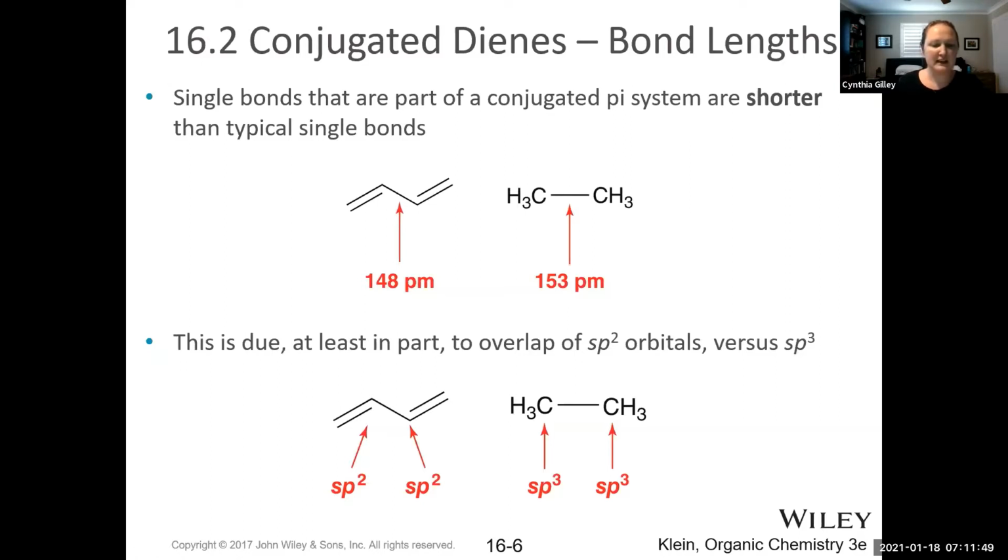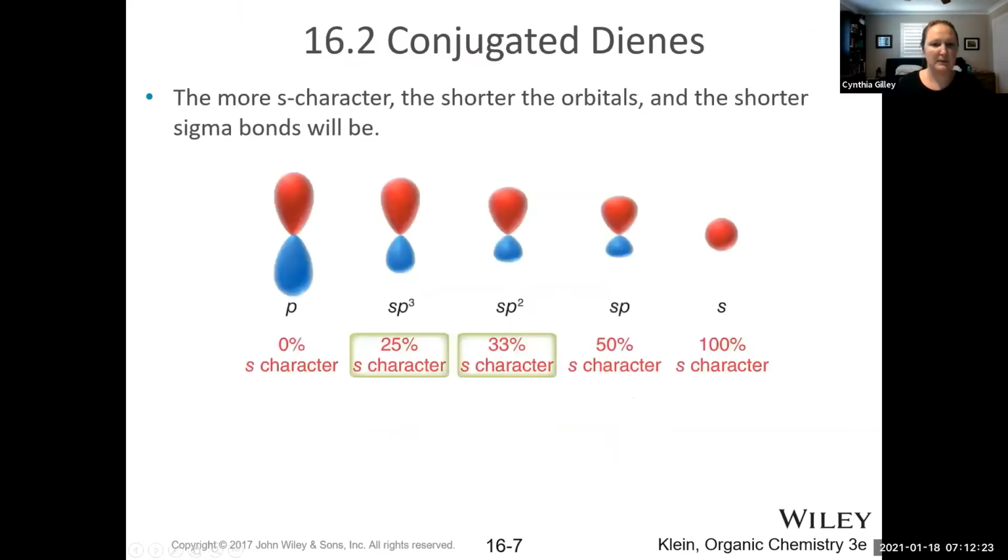The first is due to the overlap of sp2 to sp2 hybridized orbitals on these two carbons versus sp3. So these two carbons are sp3, which means that they use sp3 hybridized orbitals. And the shape of sp3 hybridized orbitals is more elongated, leading to a longer bond. These two carbons hybridized to sp2 hybridized orbitals being a little shorter, the two nuclei get a little bit closer together with the same amount of orbital overlap.